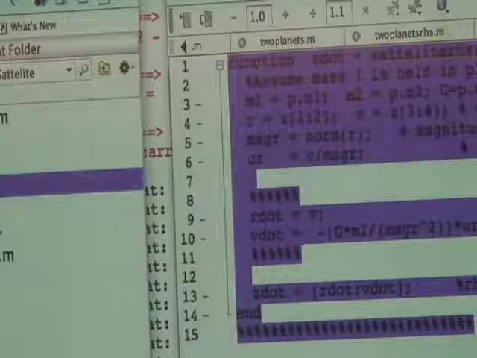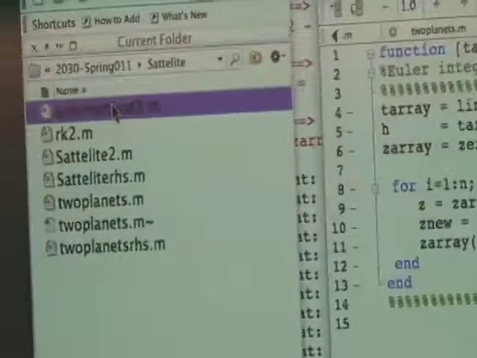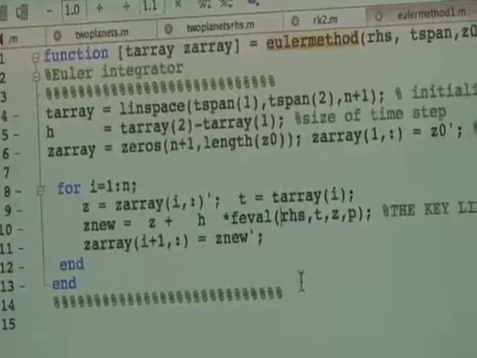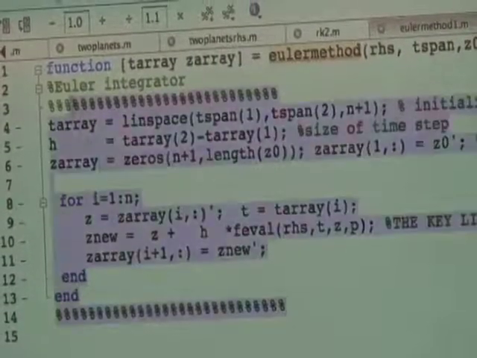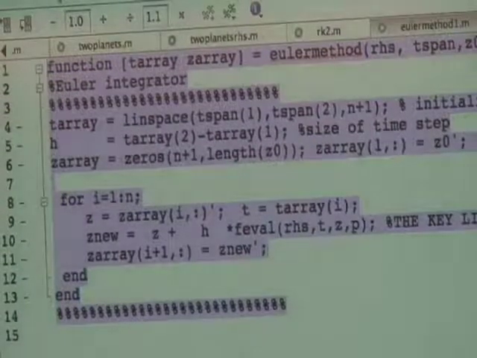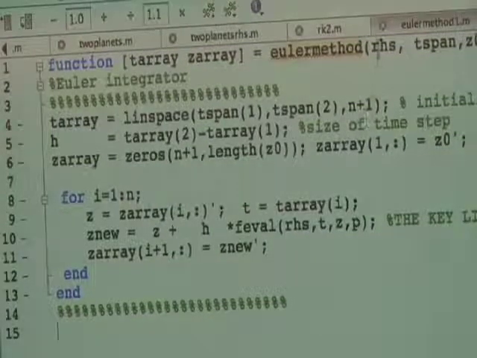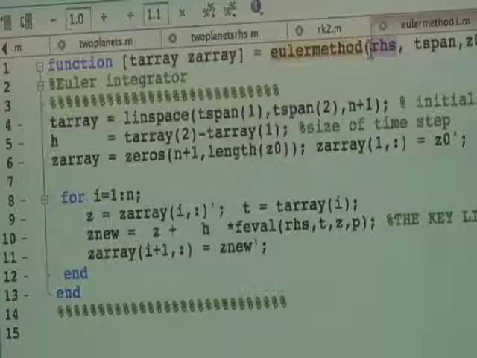The right-hand side file, the differential equation file, and here is our Euler integration, and this solves all differential equations. So you say, whatever the differential equation is, I'm going to solve it. It's got to be in this program called right-hand side. How am I going to solve it? I'll decide on how many points there are. I'll look at the parameters. I'll pass the parameters through. I'll use the initial conditions, and I'll solve it.